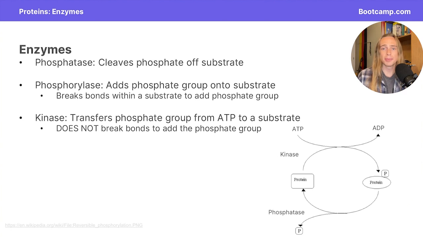A phosphorylase is similar to a kinase, except that it's going to be breaking bonds within a substrate to add a phosphate group onto the substrate.